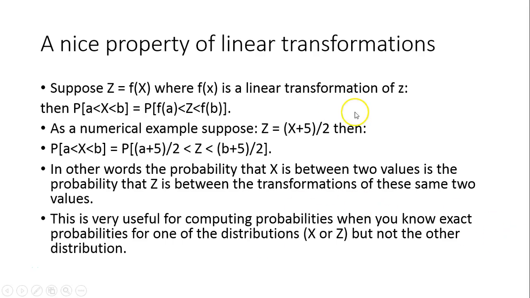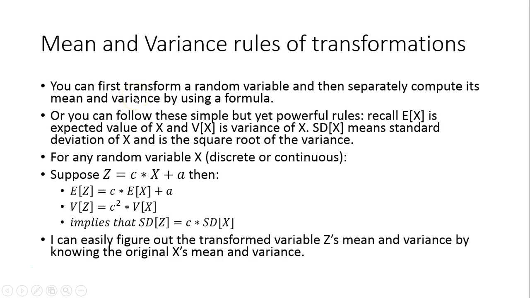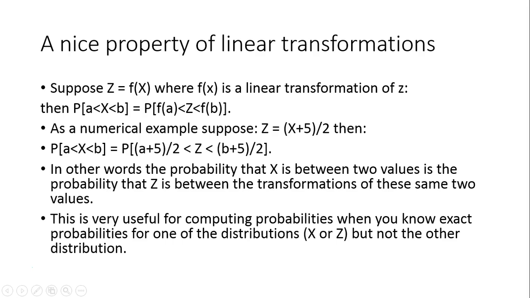Okay, here's something called a nice property of a linear transformation. This is a very neat property, okay? Suppose z is f of x, and f of x is a linear transformation of x. So, for example, z equals a times x plus b. This is a linear transformation here, okay? So f of x is c times x plus a in this case, okay? Like this.